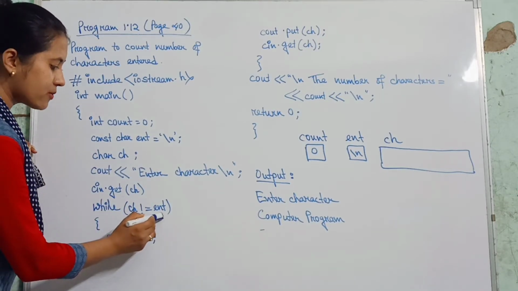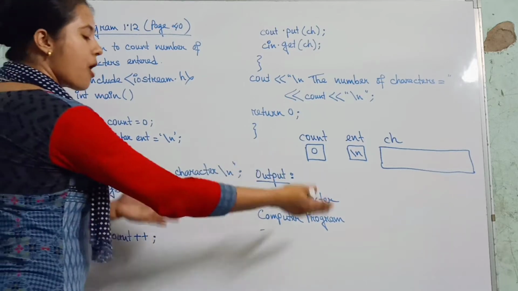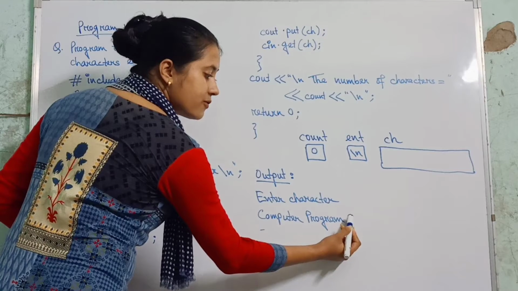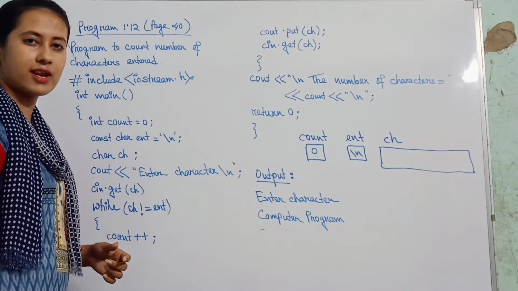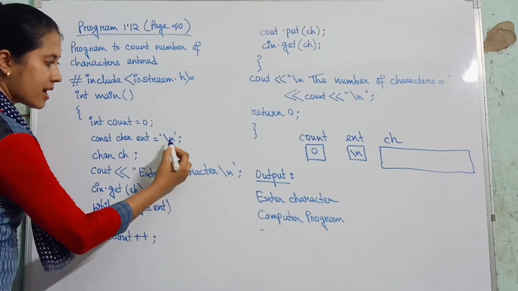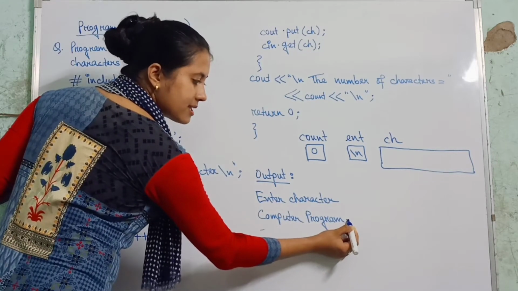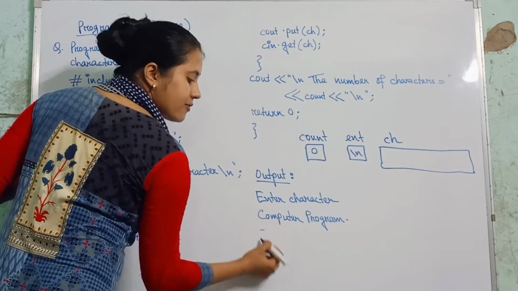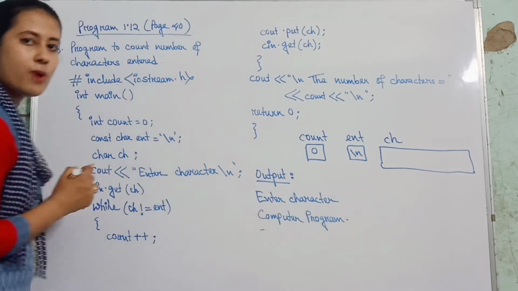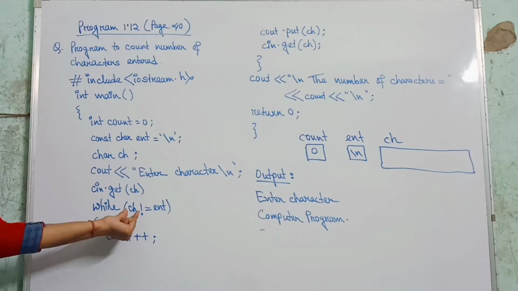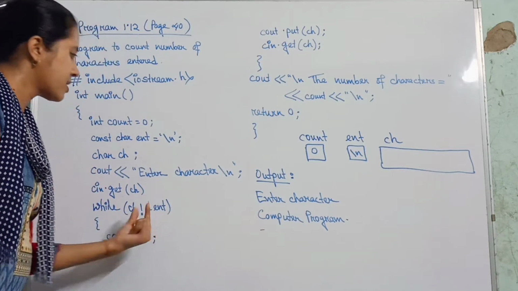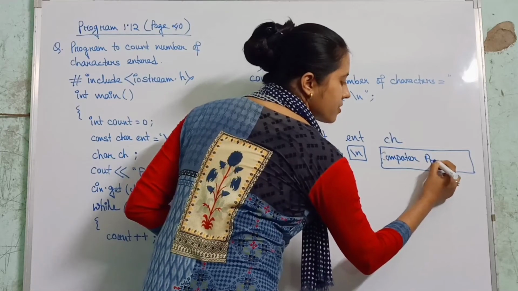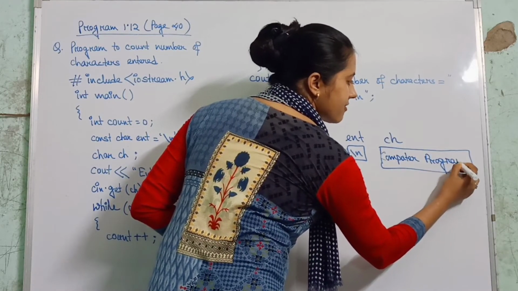Now while ch not equal to ent, up to how long will my loop continue? Up to when it does not get the next line value, meaning enter. Ent means what? Backslash n. Here we have given backslash n. So it will continue its loop, going on traversing one by one. So now you see it will enter into the loop. In ch it is stored computer program, so it will traverse the whole ch value.